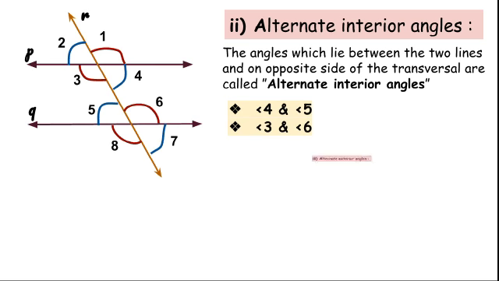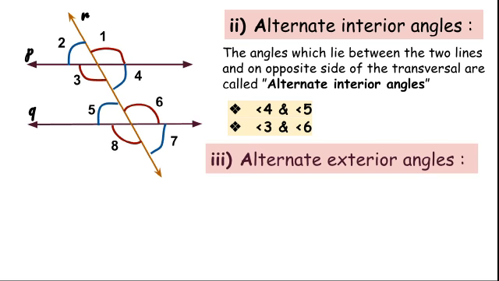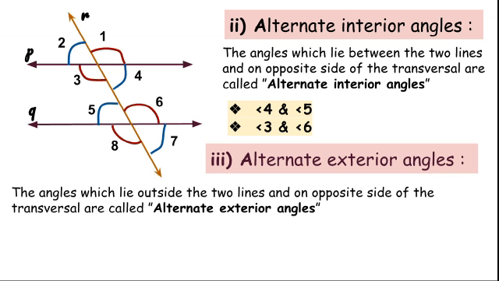One more set of lines is alternate exterior angles. So the angles which lie outside the two lines and on opposite side of transversal are called alternate exterior angles. As angle 1 and angle 8, as they are exterior and on either side of the transversal, angle 2 and angle 7. So these angles are called as alternate exterior angles.